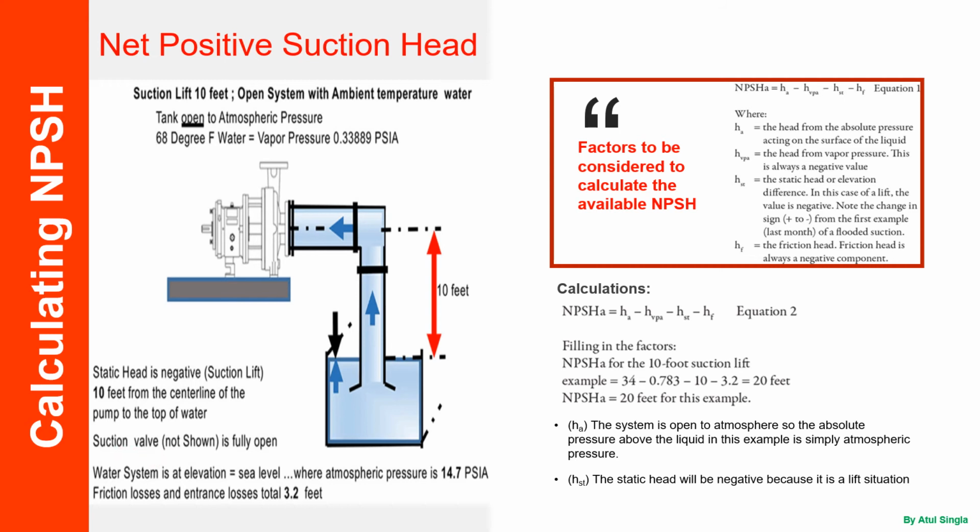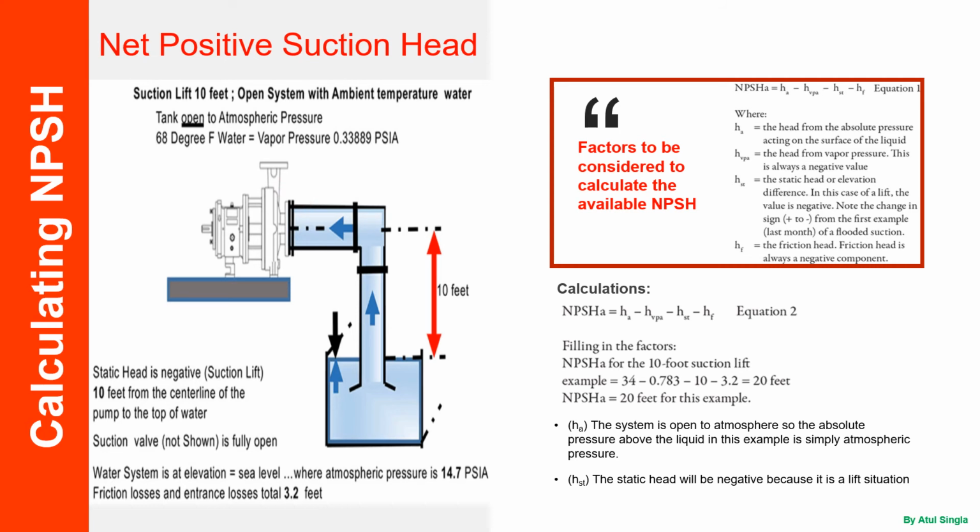Suction valve, we are considering there is a valve, but it is fully open. The water system is at sea level elevation, so the atmospheric pressure is this much, which we calculated in previous slides. Friction losses for this particular case is given as 3.2 feet. In this case, we are going to calculate the net positive suction head available at the nozzle, at the inlet of the pump.